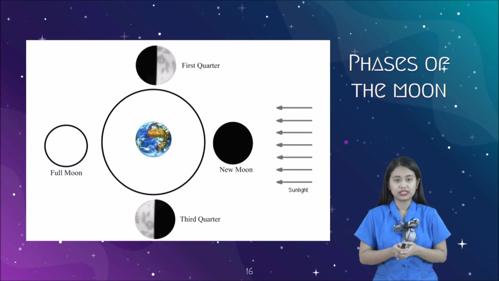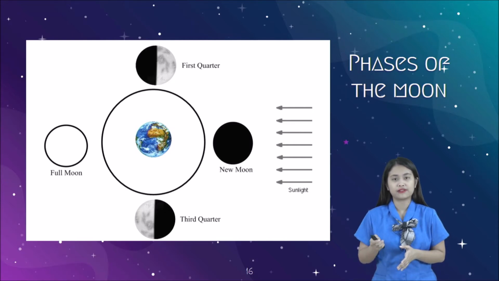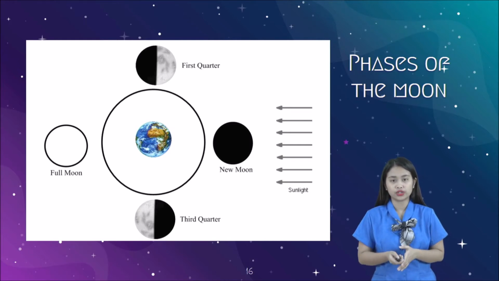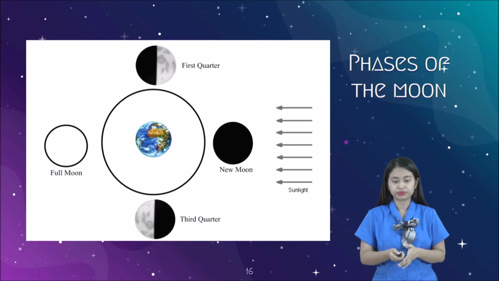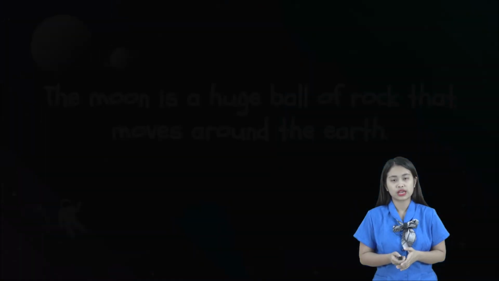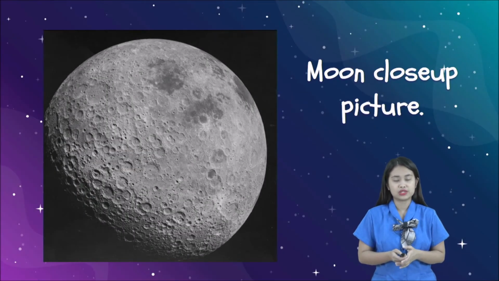As you can see on the left side, it is the full moon. On top of it is the first quarter moon, and on the right side it is the new moon, and in the south part of our earth is the third quarter. The moon is a huge ball of rock that moves around the earth. This is the close-up picture of our moon. As you can see, there are many dents around it.